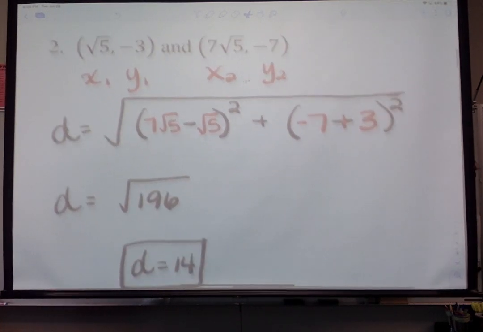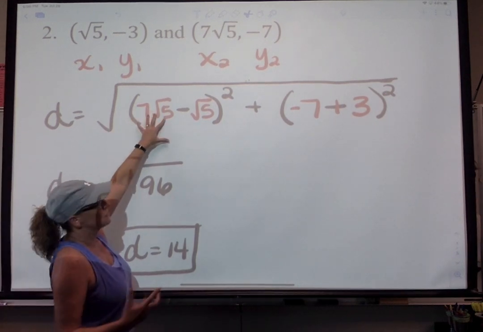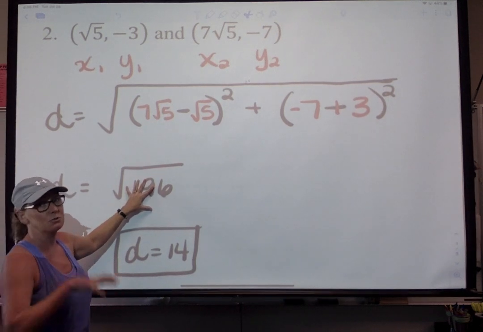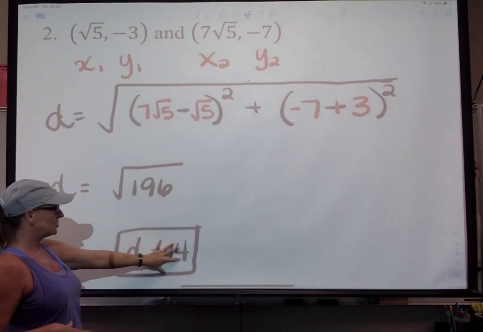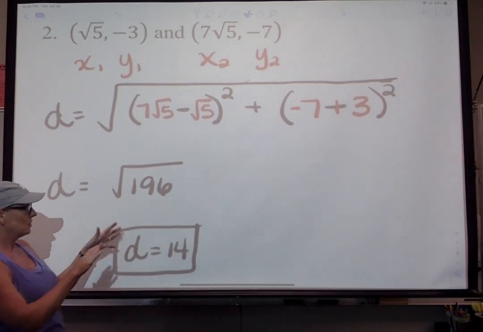Next one, I went ahead and labeled those for you. And when you plug these in, you can either do this on your calculator or do it in your head. You get the square root of 196. Now, this does root nicely. So the square root of that is just 14. That's the exact answer. There is no approximate. It just came out really clean.